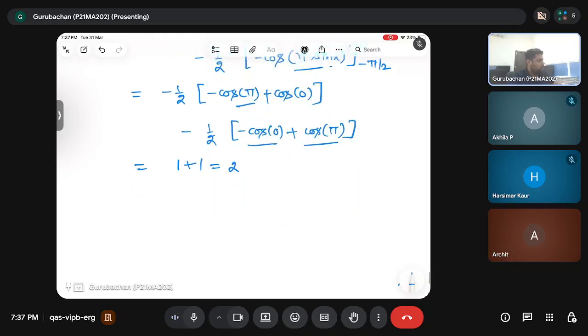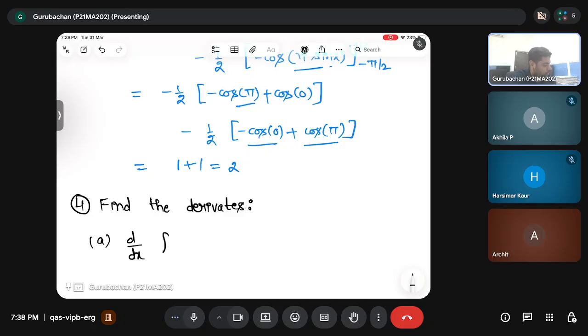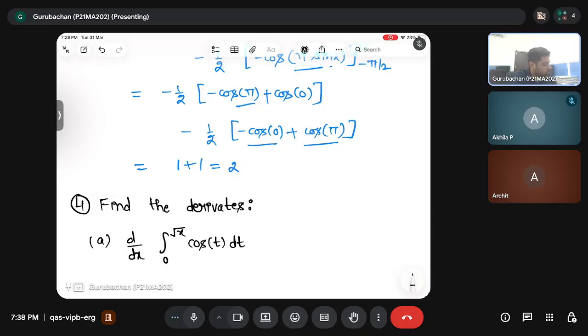So this is all about how to calculate the area. Now let us do some more application of the fundamental theorem of calculus, a precise application. So find the derivative: d by dx of the integral from 0 to under root x of cos of t dt. So you need to find this derivative.